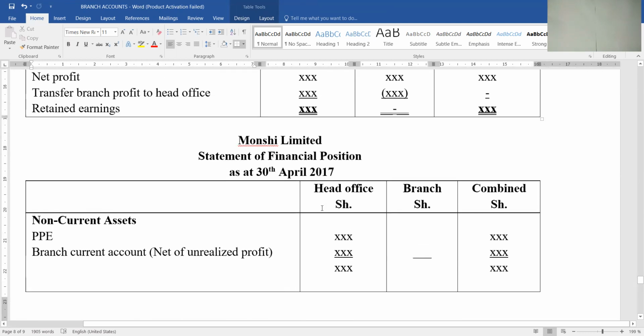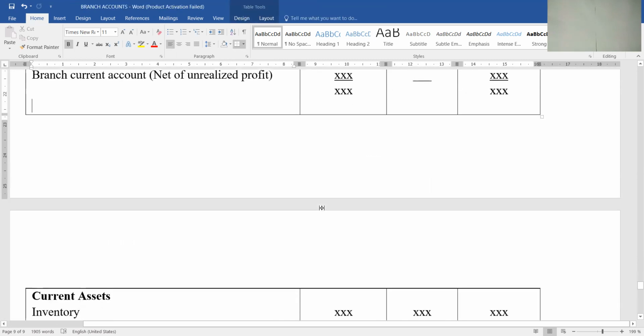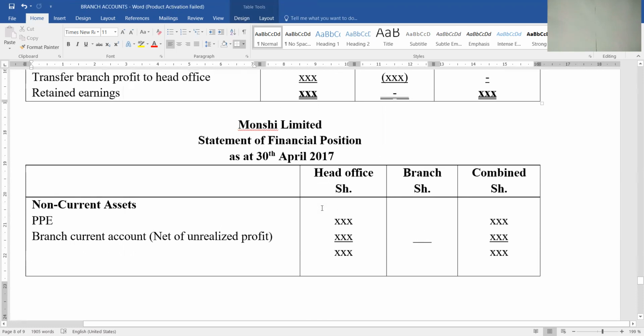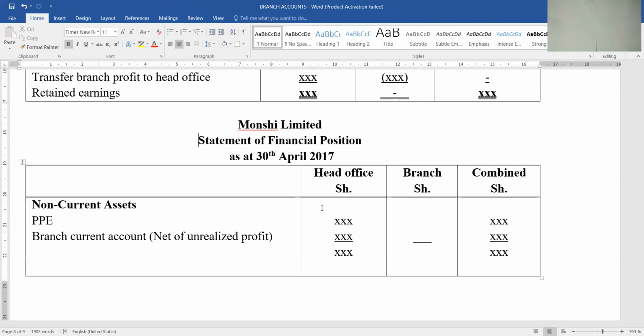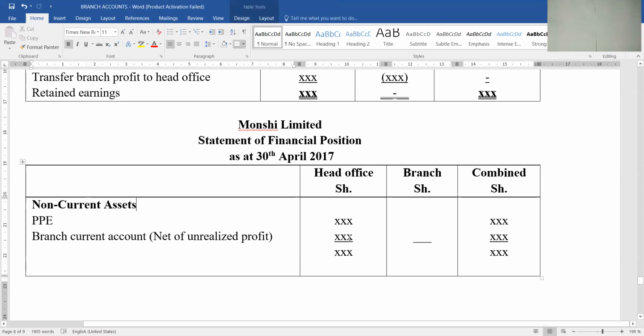Then the statement of financial position is just a normal thing. So non-current assets, you start with what you are given. There will be more assets maybe. So this is just a sample. So we have property, plant, and equipment. Then I just explained some minutes ago why the branch current account would be recorded under the head office, because it's treated as an investment. But we have to reduce the net, that is unrealized profit. That is why we have written net of unrealized profit.